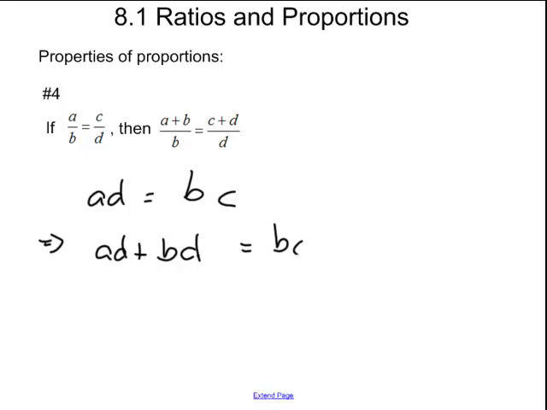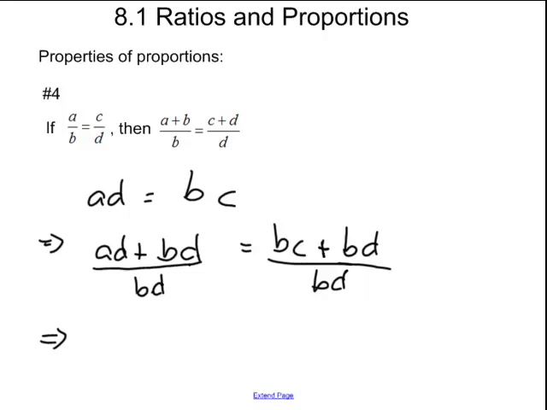to BC plus BD. Well, not only can I add the same quantity to both sides of an equal sign, but I can also divide through by the same quantity as long as I'm not dividing through by 0. So I'm going to divide through by BD. If I divide through by BD on this side, I need to also divide through by BD on this side.